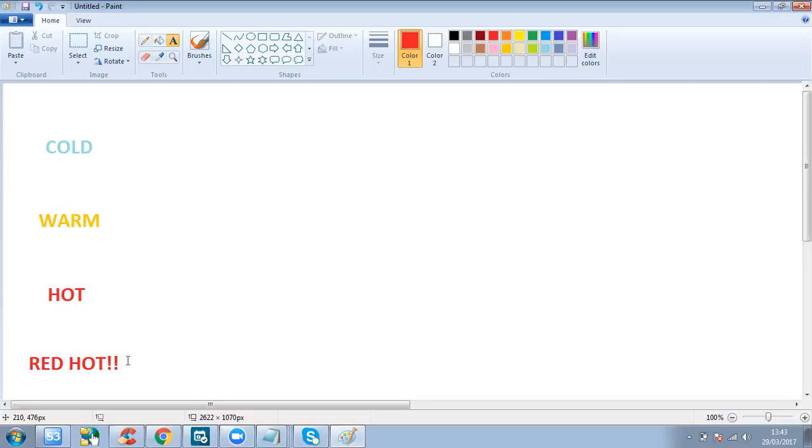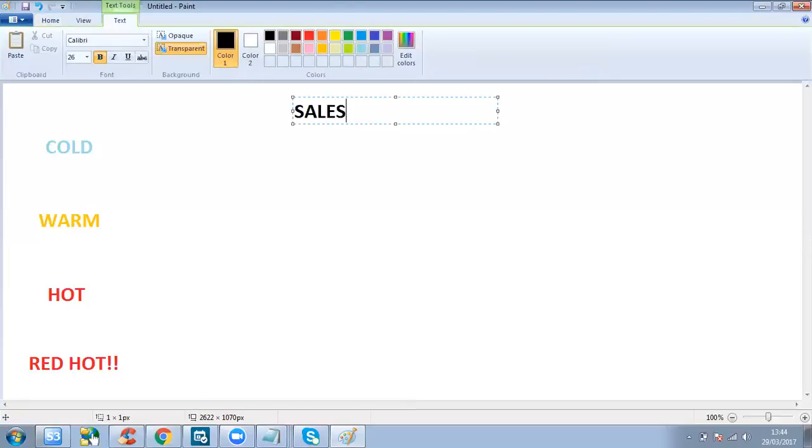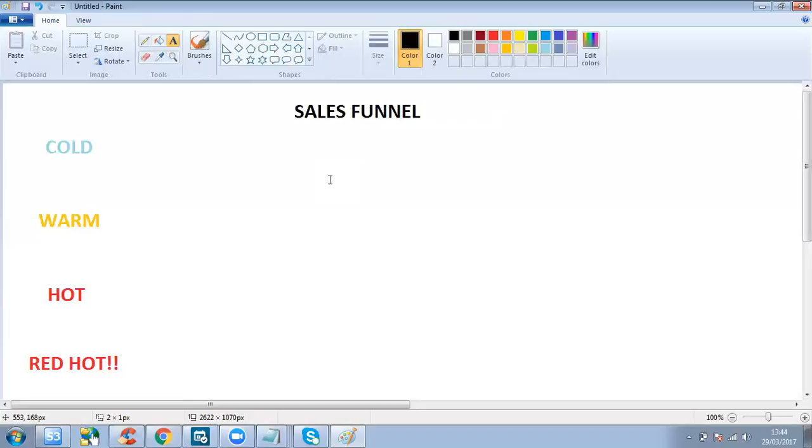So you've got to warm up your prospects, you've got to warm up your traffic and take them through what we call a sales funnel. You've probably heard that term chucked around before, a sales funnel. What a sales funnel basically does is it's the mechanics of getting someone from a cold prospect to a warm prospect, a warm to a hot, and a hot to a red hot. And that process is the sales funnel.